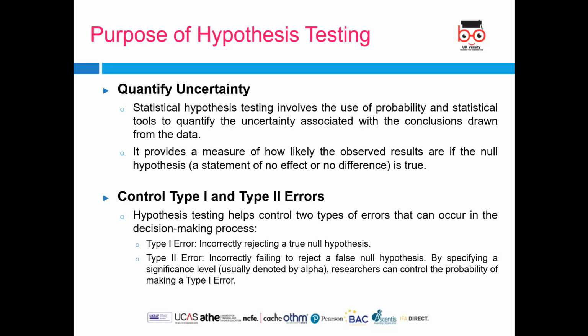Type 1 error is that you incorrectly reject a true null hypothesis. So that is type 1 error. Hypothesis testing is used to control the type 1 error. Type 2 error is incorrectly failing to reject the null hypothesis. By specifying the significance level, researchers can control the probability of making a type 1 error. Next, we look into an example of type 1 and type 2 errors.